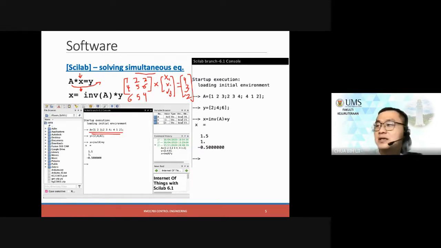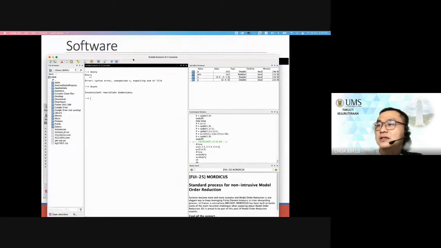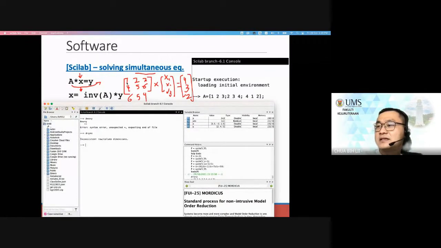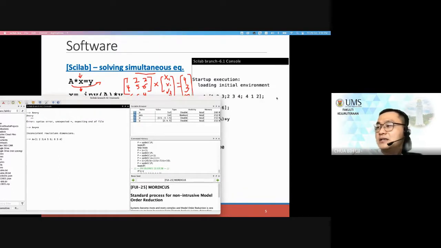So how we can program or define it over here is that this is A, right? So we say A equals, we put a bracket, then 1 space 2 space 3, semicolon, then 4 space 5 space 6, semicolon, then 6 space 5 space 4, and close the bracket.